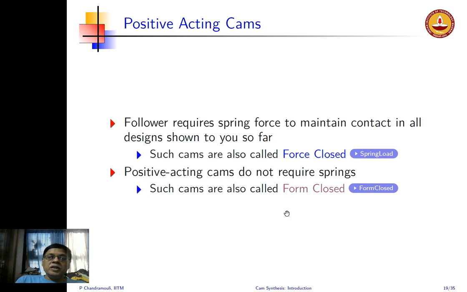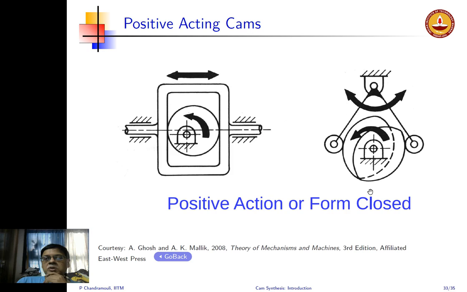As opposed to these cams, which are force closed, there are positive acting cams which do not require springs, and the geometry ensures that the contact is maintained. Such cams are called form closed, form being the geometry that ensures it is closed. The example here is a Scotch yoke type system.